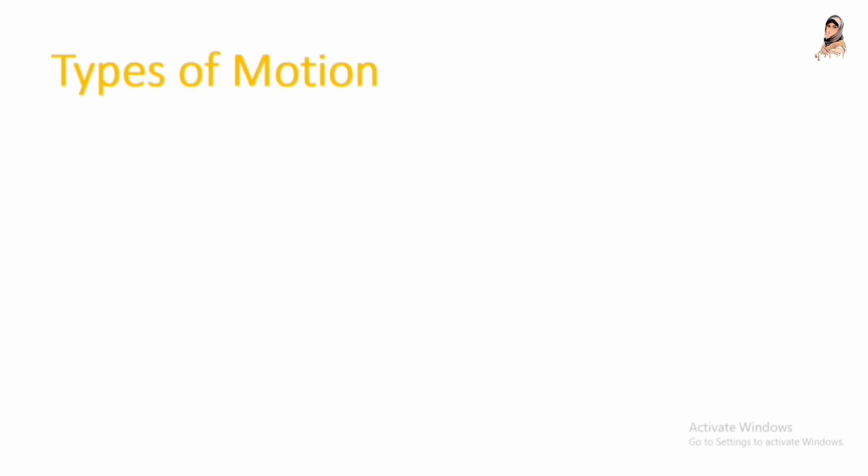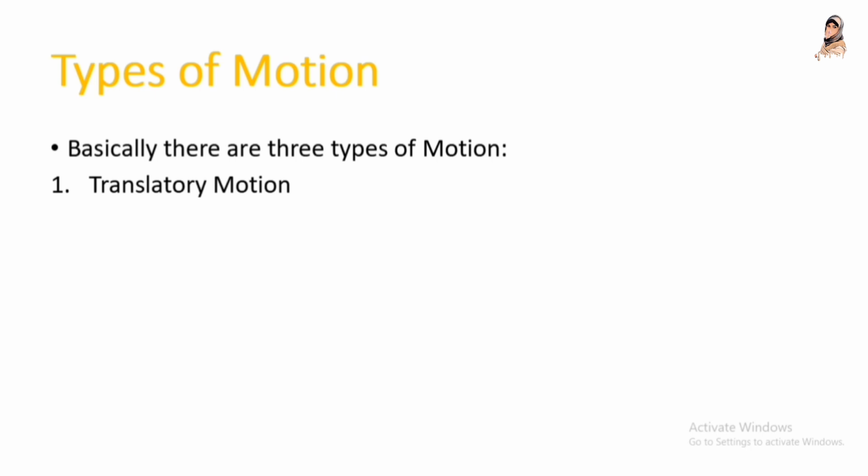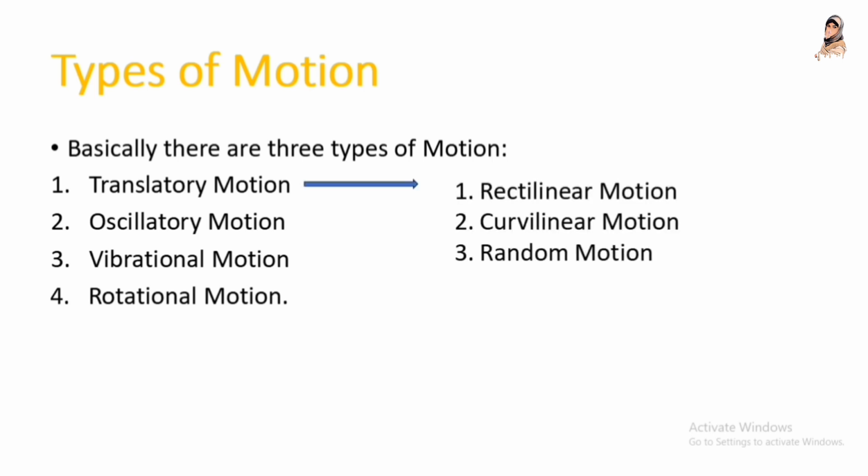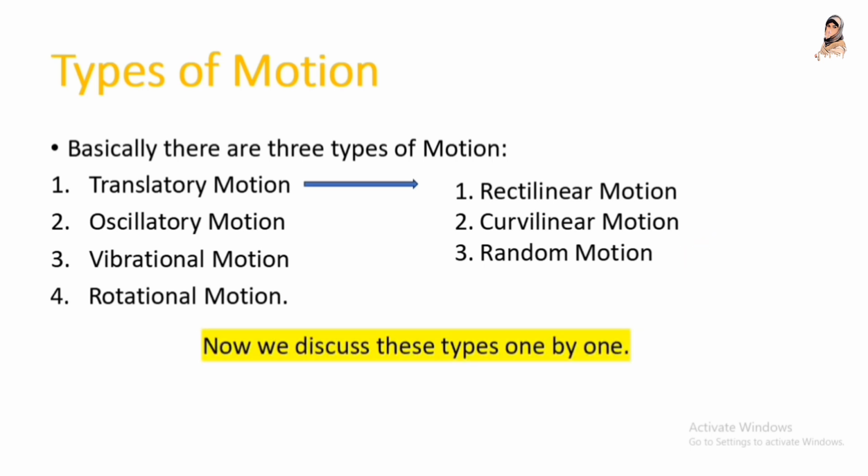Now, types of motion. Basically, there are four types of motion. The first one is translatory motion, the second one is oscillatory motion, the third one is vibratory motion, and the fourth one is rotatory motion. Further, translatory motion is divided into three categories: rectilinear motion, curvilinear motion, and random motion. So, now we'll discuss these types one by one.